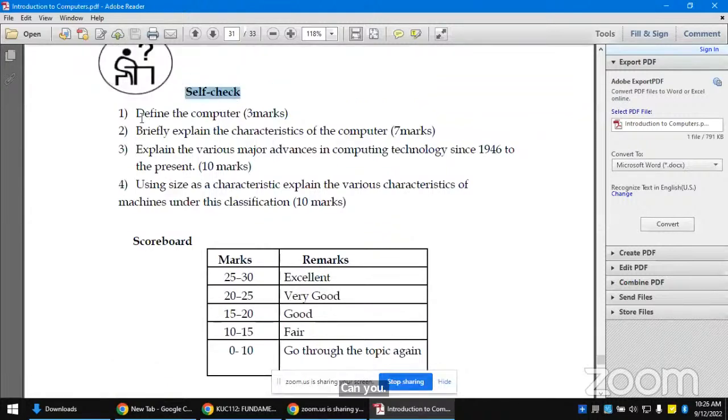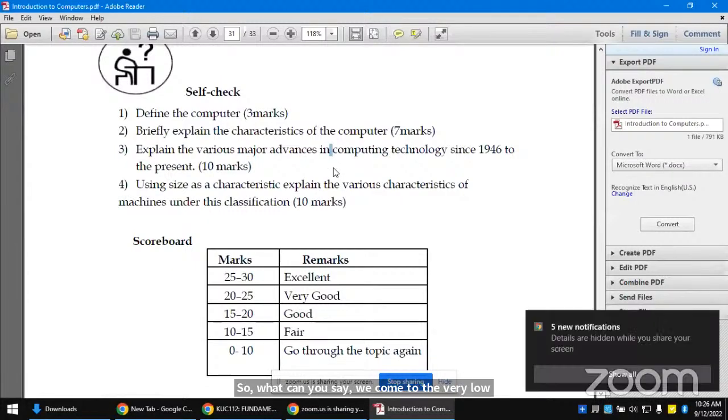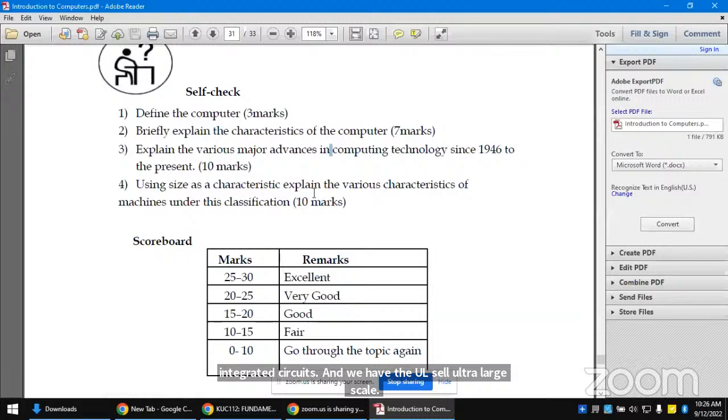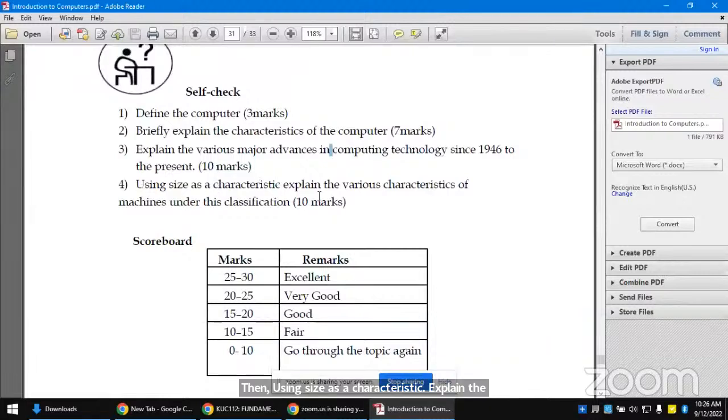The various major advancements in computing technology since 1946 to present, what are the advancements in terms of technologies? So from 1946, where we started with the vacuum tubes, we came to the transistors, we came to the ICs. So what can you say? We came to the very large scale integrated circuits. Then we have the ULSI, ultra large scale integrated circuit. So look at that. Then using size as a characteristic, explain the various characteristics of machines under this classification.